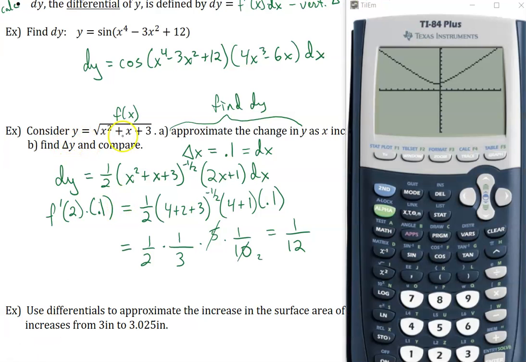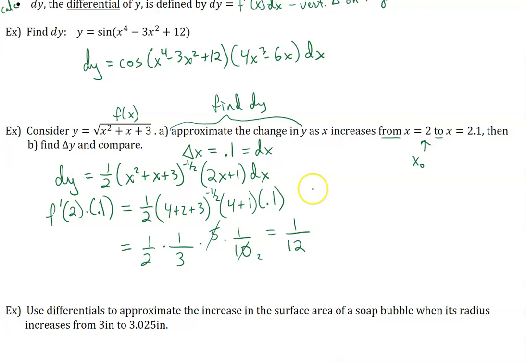This is the graph of that function, and I wanted to show this to you because we're looking at how close our approximation is for the second part. According to our approximation, our dy, we found that the change in y as x increases from 2 to 2.1, which is going to be a real small amount, is going to be about 1/12. All right, part B asks us to find delta y and to compare those two things. So to find delta y, what we really need to do is subtract y2 minus y1.